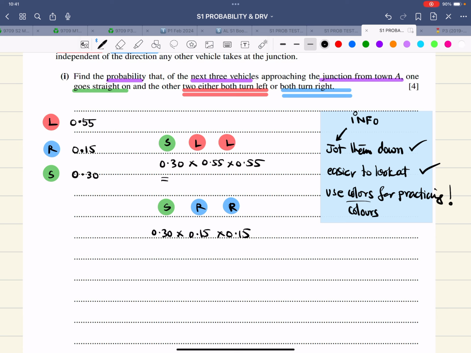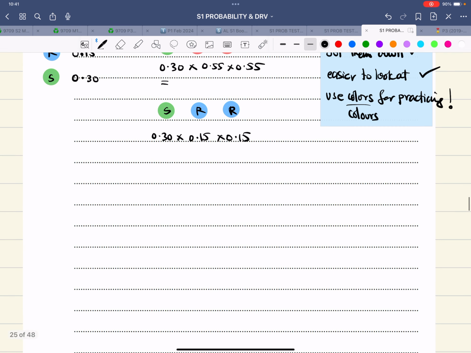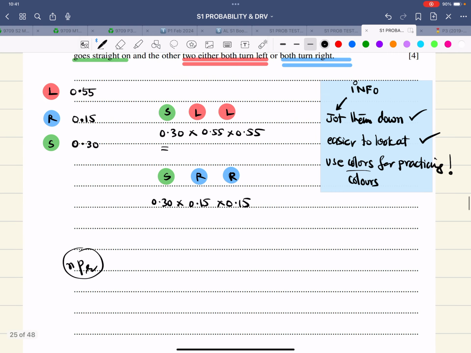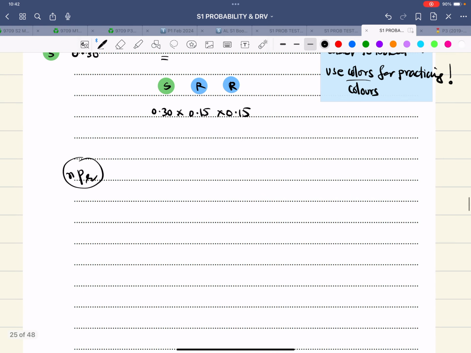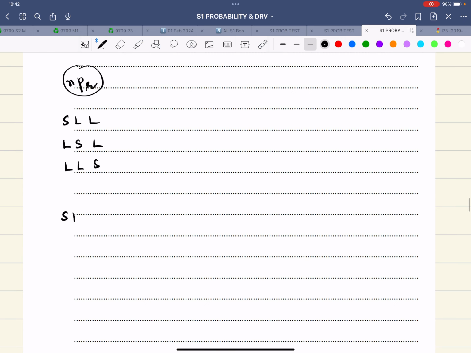And one other thing, have you ever heard of the word permutation? Yes. If I have this thing which is straight, left, left, will the order change? Yes. The order will change, multiplying with 3. Why? Because SLL can be written as LSL. It can be written as LLS. The same goes for SRR. This is RSR and RRS.